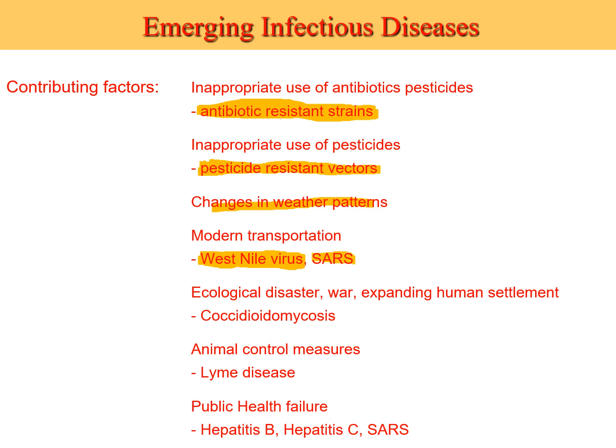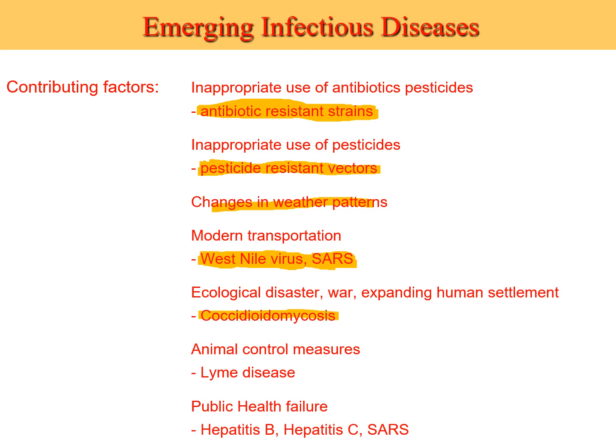SARS spread very rapidly to, I think, 26 different countries from its site. SARS-CoV-2 spread worldwide, and transportation, flying, jet transport, is a big factor. Sometimes construction, increasing residential construction in areas, can have an effect.